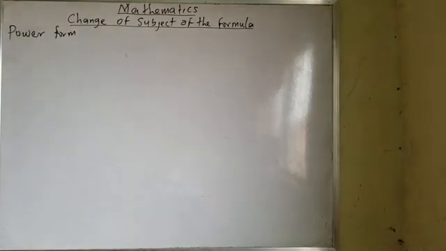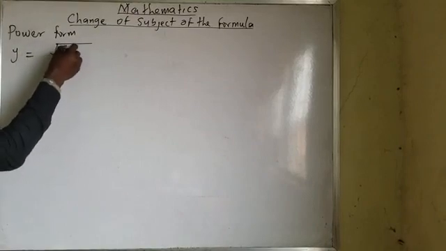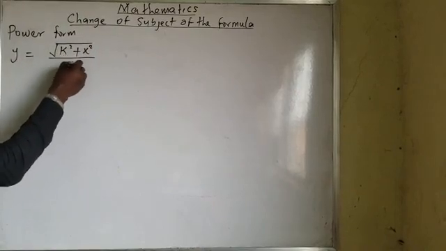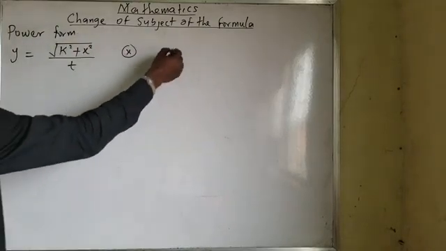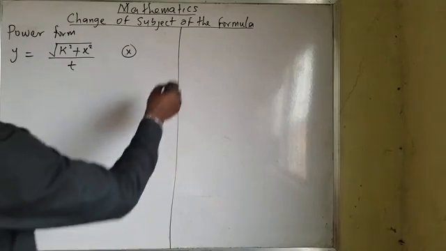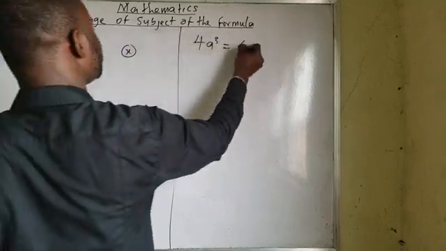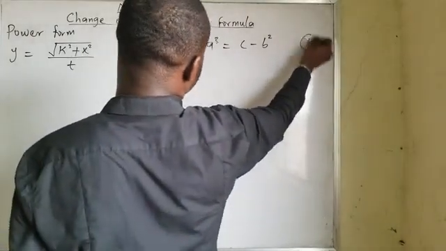Let me write out some problems. The first one: I'm having y equals to root of k squared plus s squared, divided by c. I'm making s the subject of the formula. Take note of those things. And the second one: I'm having 3s cubed equals to c minus b squared. I'm making b the subject. Please take note of that.